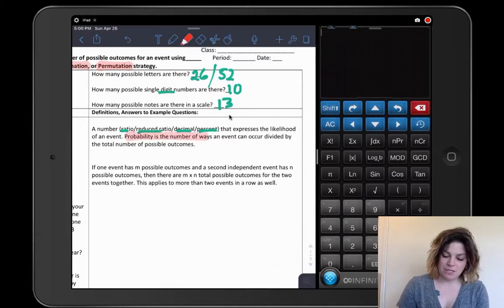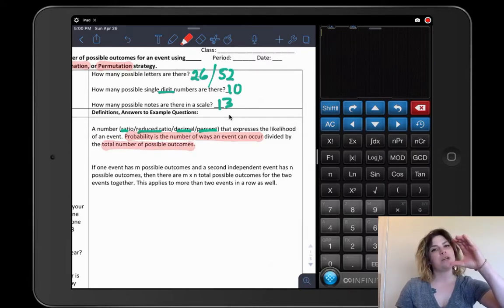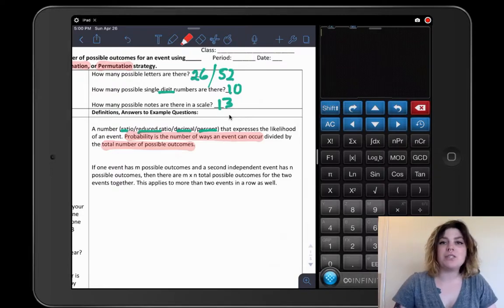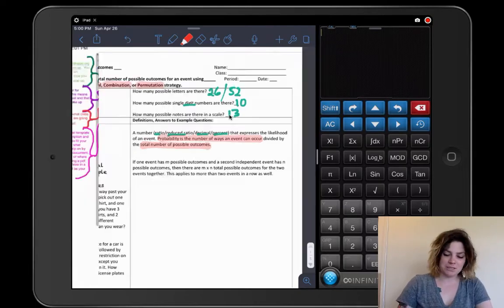The probability is the number of ways an event can occur, divided by the total number of possible outcomes. So it's the outcomes of what we're interested in divided by the outcomes of total things that could possibly happen. So that's why we're studying this, because at the end, you'll see we're going to bring it all together and we're going to use some of these strategies to answer some cool probability questions.